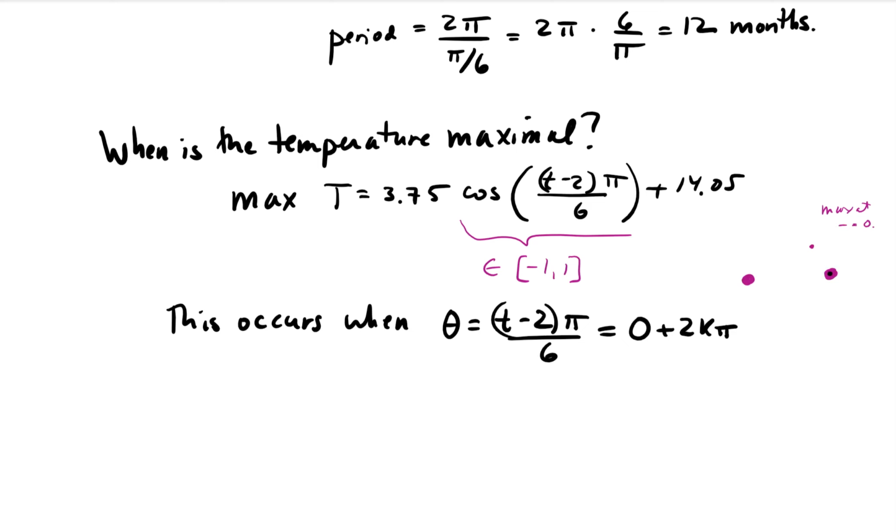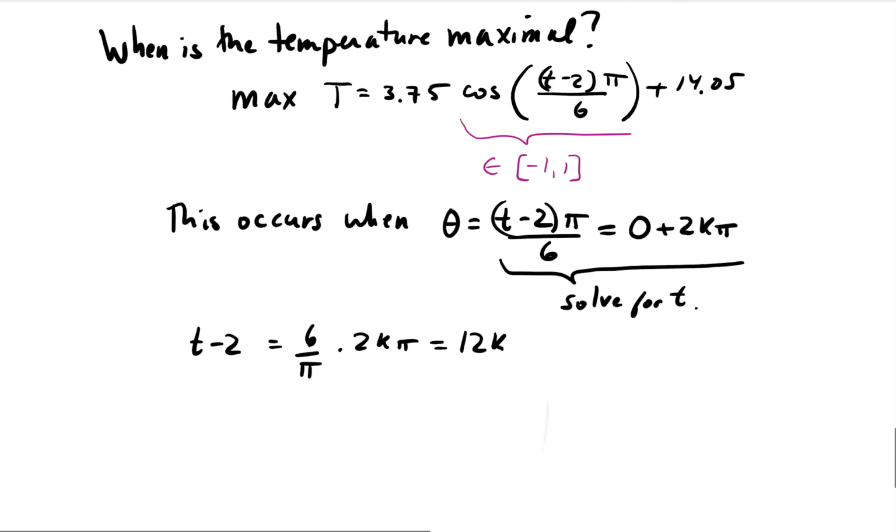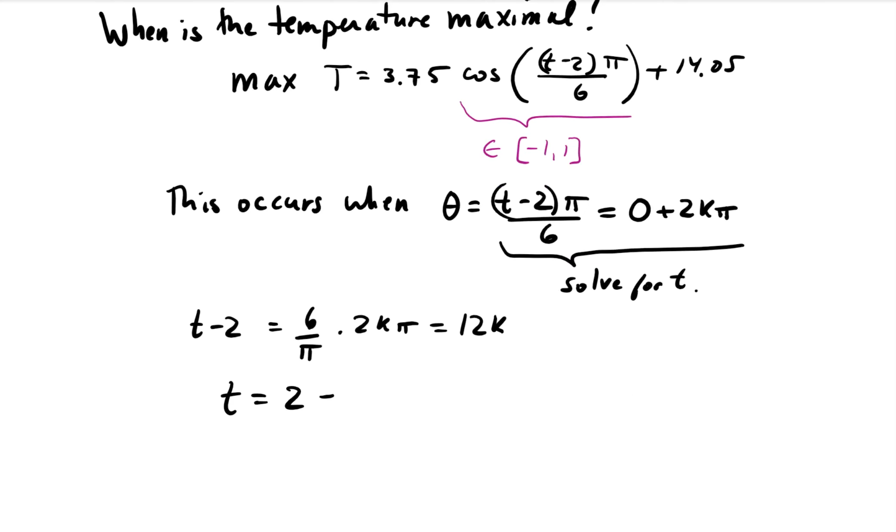So I have an equation here that I solve for t to get all the possible solutions. So t minus 2 is going to be 2k pi divided by pi over 6. So multiply by 6 over pi. This is 12k. So overall, t will be 2 plus 12k, where k is an integer.